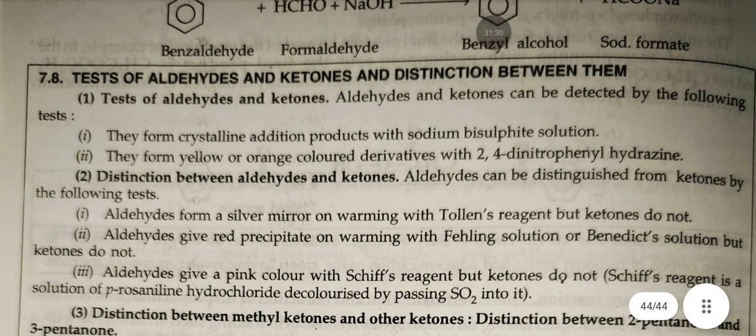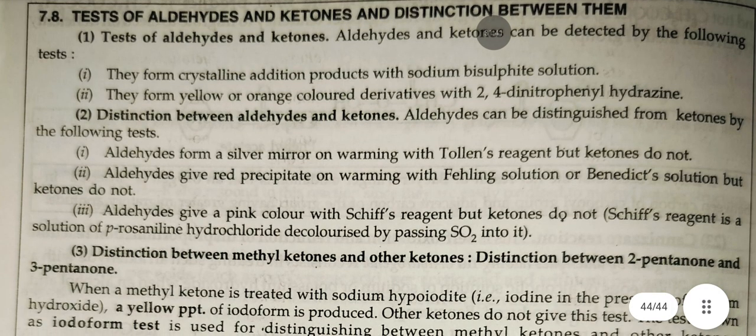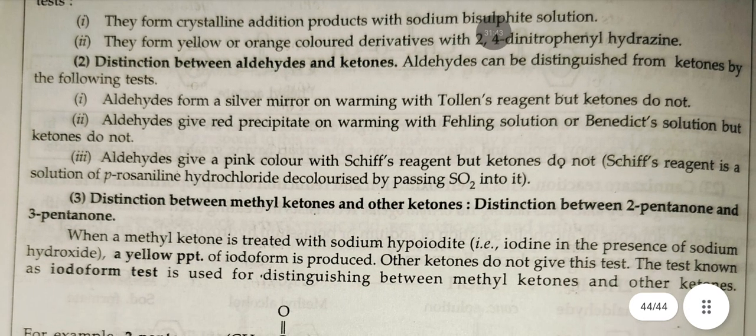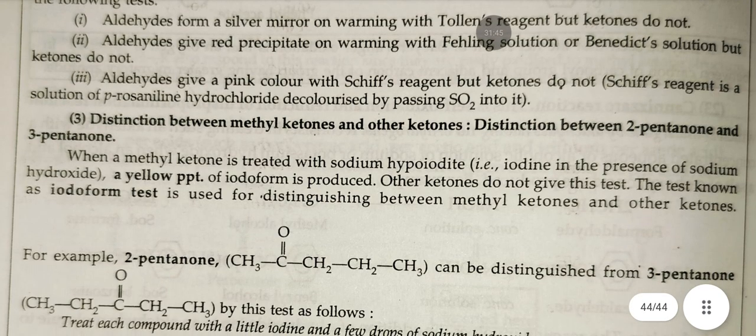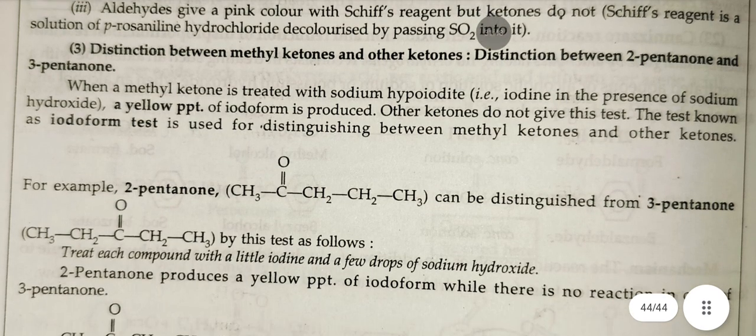Aldehydes and ketones can be detected by the following tests. They form crystalline addition products with sodium bisulfite. They form a yellow-orange derivative with 2,4-dinitrophenylhydrazine. Aldehydes give the silver mirror test, but ketones don't. They give a red precipitate with Fehling solution, but ketones don't. They give a pink color with Schiff's reagent, but ketones don't.